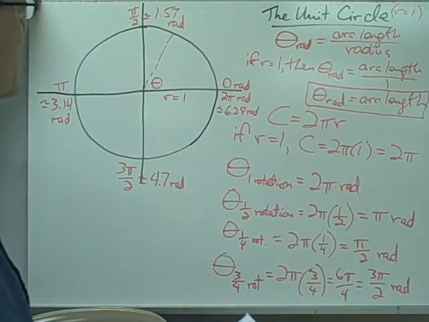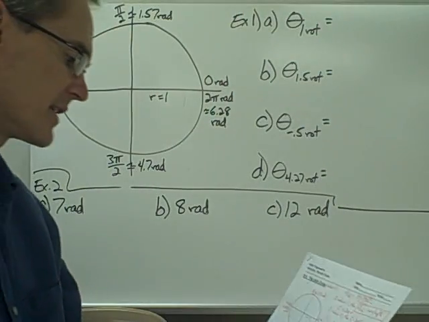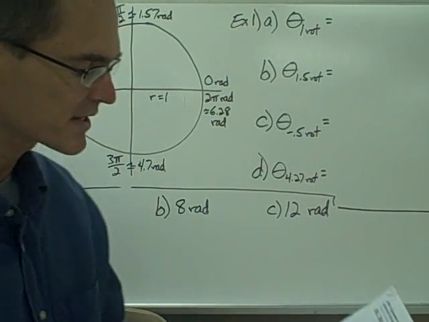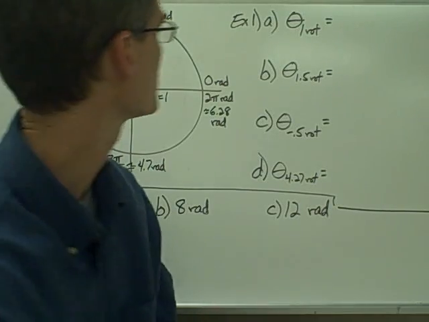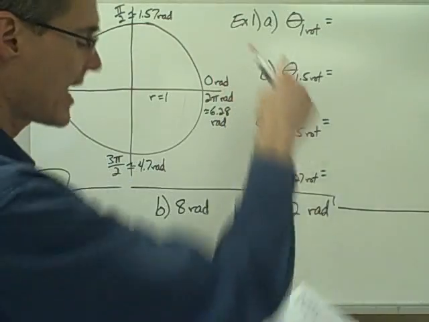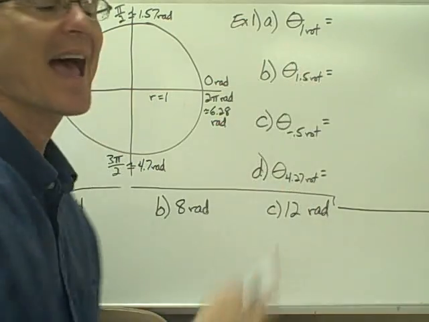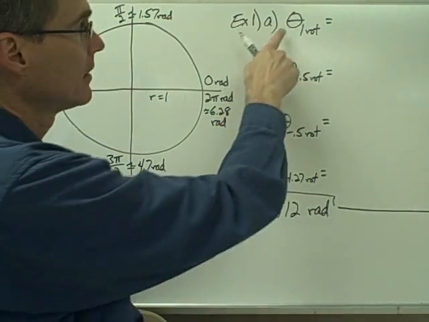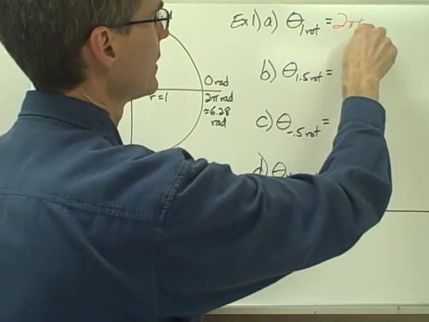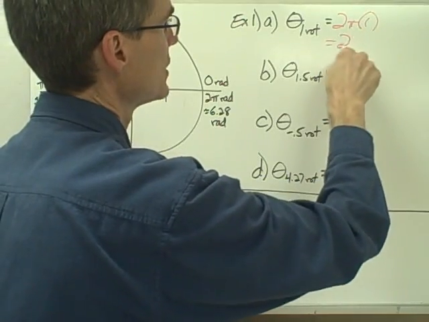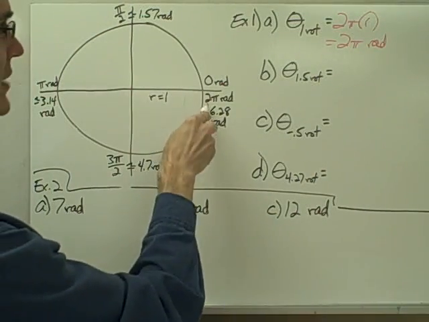So let's take a look at how we can use this in these problems here in examples 1 and 2. Example number 1 says, what angle in radians corresponds to the given number of rotations around the unit circle? So, in other words, if I make 1 rotation around the unit circle, how many radians is that angle going to be? Well, we just looked at that, it's going to be 2 pi times 1 rotation, which is 2 pi radians. So I start here, I go all the way around, that's 2 pi radians.